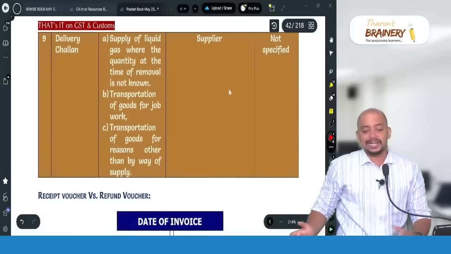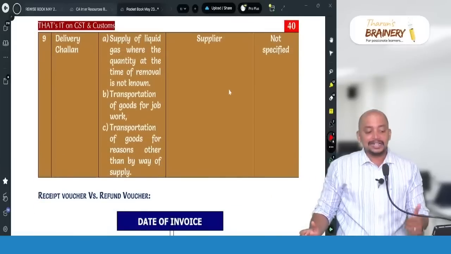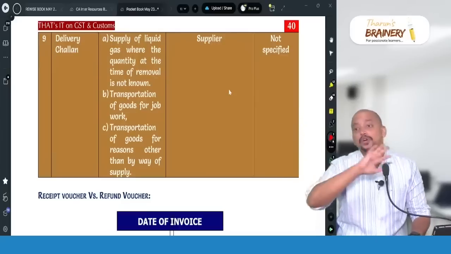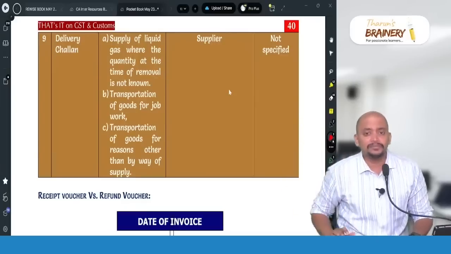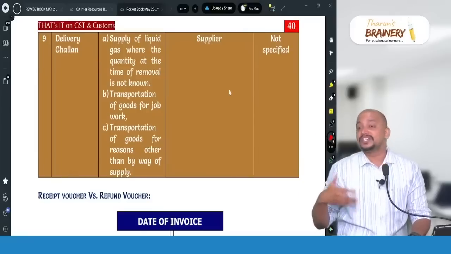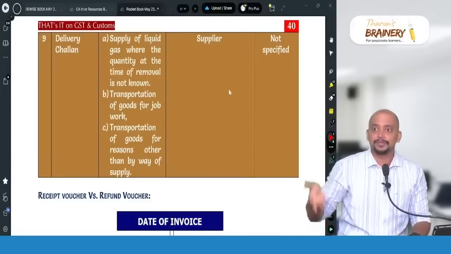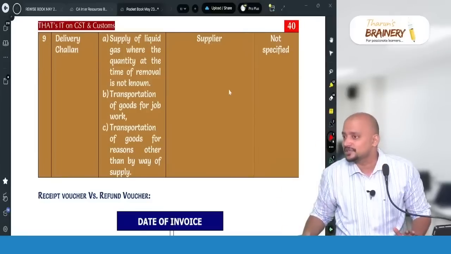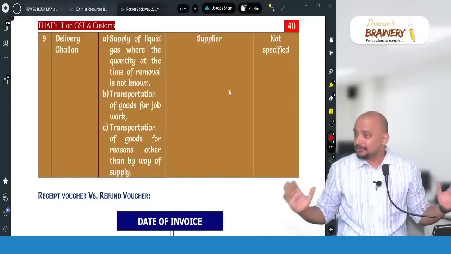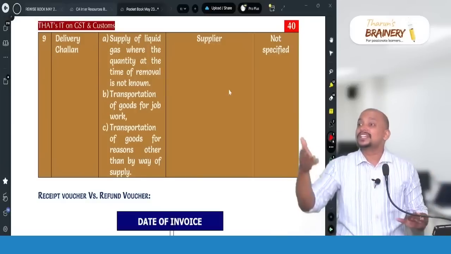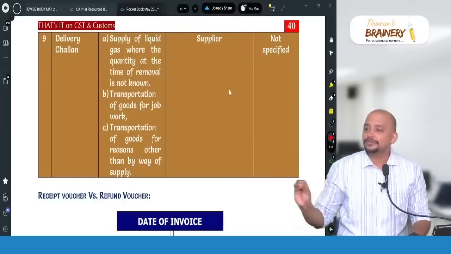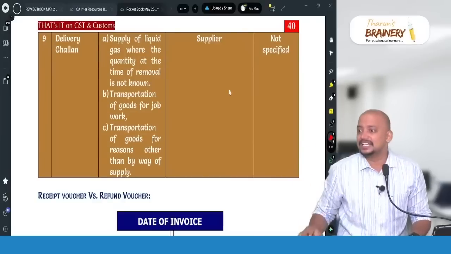And delivery challan. A delivery challan is a document that accompanies the goods whenever there is movement of goods without supply. For example, goods sent on job work basis, or goods sent from one place to another place, not between distinct persons, like head office to branch office not having separate registrations, then it is not a supply. Or any other case when there is movement of goods without involving any supply, including sale on approval or on return basis, etc., then that movement of goods should accompany a document called a delivery challan.